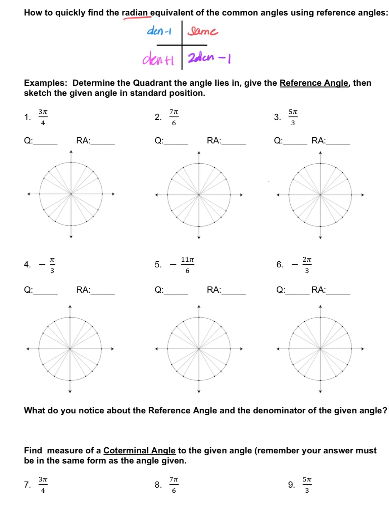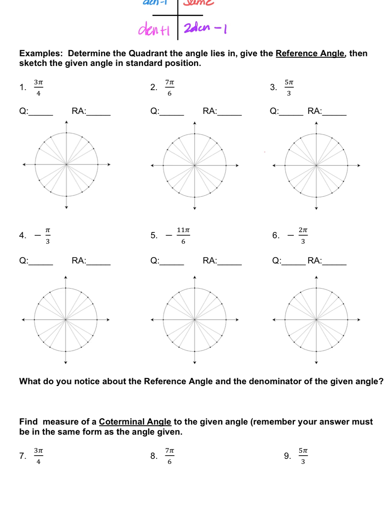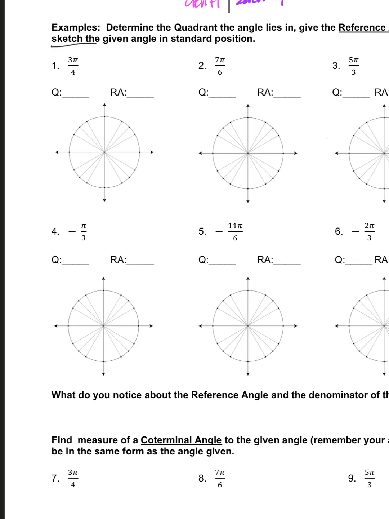Okay, so the next one, what we're going to do is determine the quadrant the angle lies in, give the reference angle, and then sketch the given angle in standard position. Just like we did when you're sketching the graph, there's a few things that you have to do that we talked about. First, you'll label this in radians instead of degrees, so you still have to label your axis here. This is pi over 2. Again, this will just give you good practice on remembering what is where. Okay.